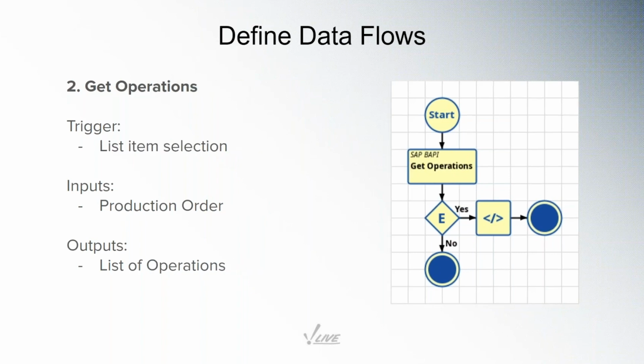The next one looks very similar, but it's a little bit more detailed. Now, when we select one of those orders, we basically want to pull down a list of operations that are associated with that order. So here the input is only a single production order, and the output is a list of operations. And then the error condition here is the same. So if there's an exception, we want to be able to catch that and log that. If not, we're going to continue on our merry way.